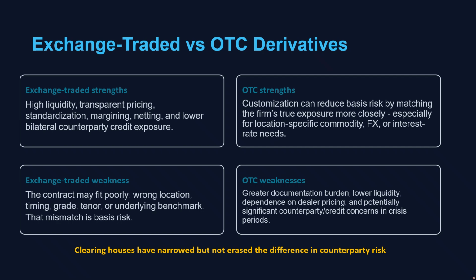One subtle point for the exam is this. Central clearing reduces counterparty risk, but it does not eliminate risk. It transforms part of the risk into collateral and liquidity management risk. So when comparing exchange-traded and OTC contracts, do not think only about credit risk. Also think about standardization, basis fit, liquidity, collateral terms, operational burden, and accounting treatment. All these concepts will be discussed in our future videos.